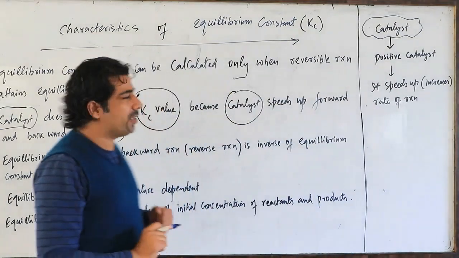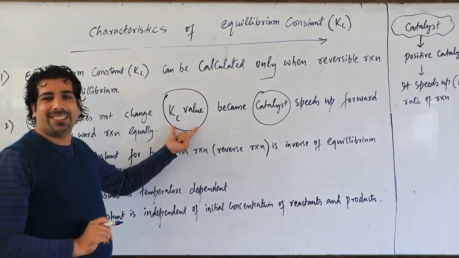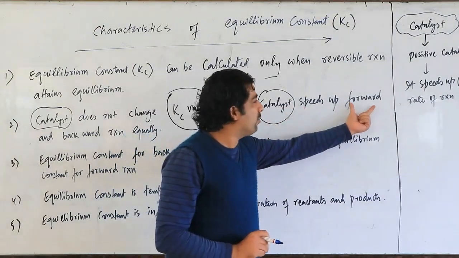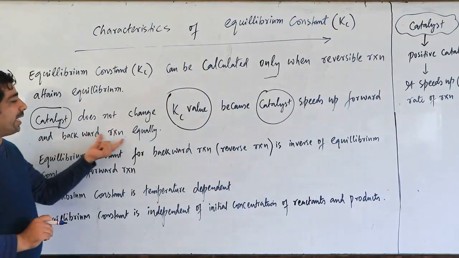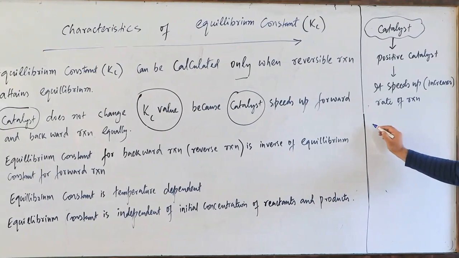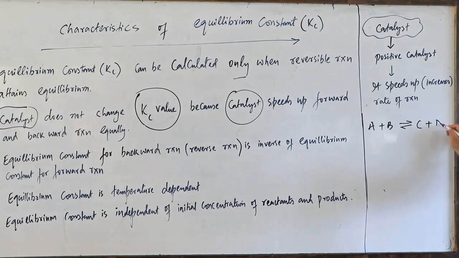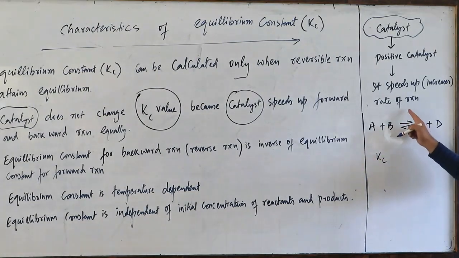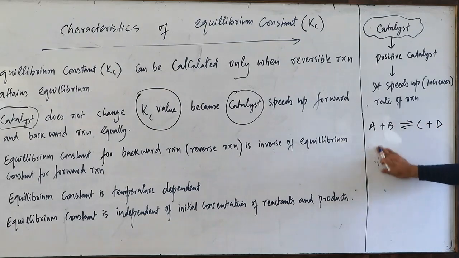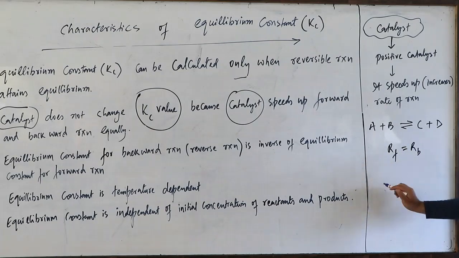Correct? So what is my point here? Look here. Catalyst does not change Kc value. That means Kc value remains unaffected. Why? Because catalyst speeds up forward and backward reaction equally. That means if you are using a catalyst, let us suppose I will take one chemical reaction here. A plus B gives me C plus D. For this reaction, it's in forward direction and backward direction. So rate of forward reaction is equal to rate of backward reaction. Yes or no? So this reaction is at equilibrium, my dear friends. So here I can take the Kc value.